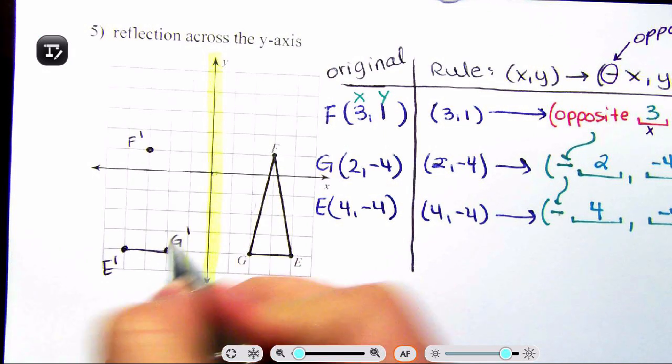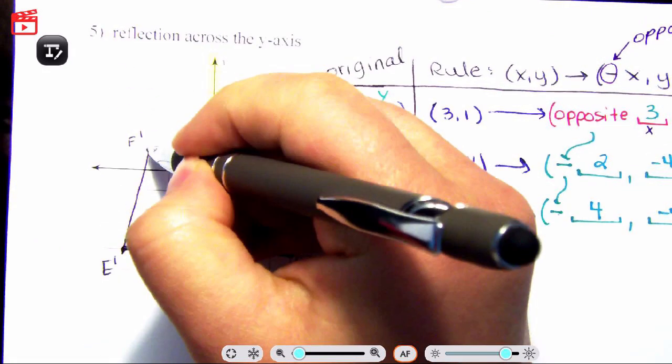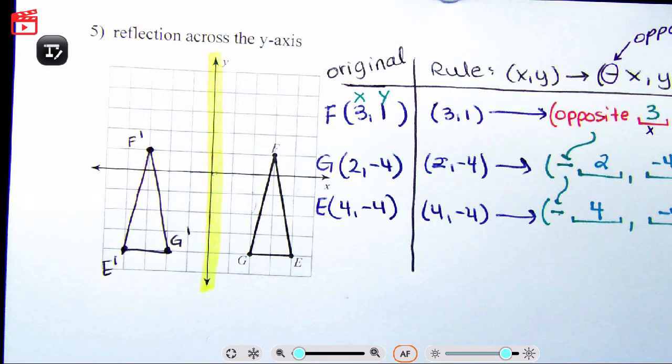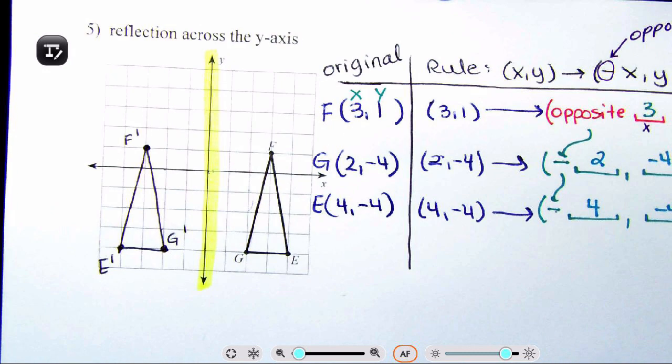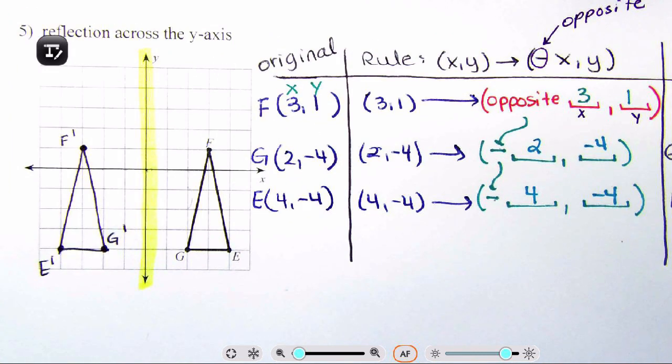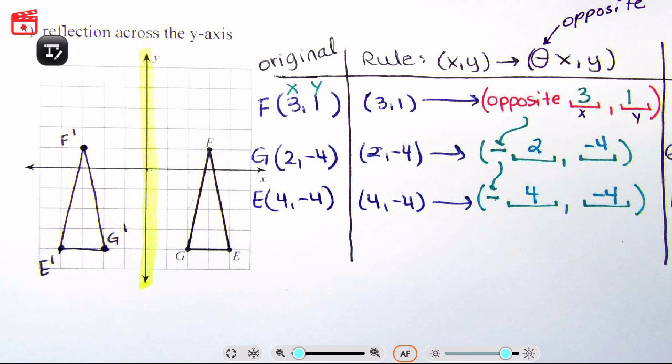Connect the dots. What you're going to notice is that with a reflection, the shape and the size do not change, just the location. So this is an example of how to use a rule to find your reflection.